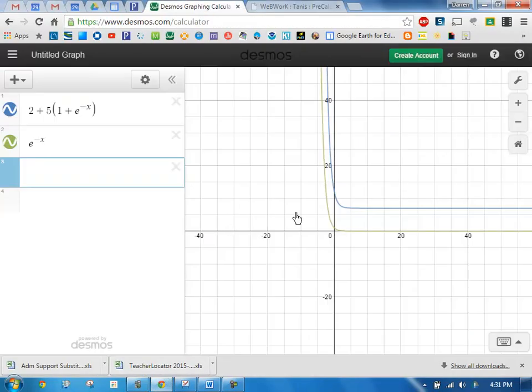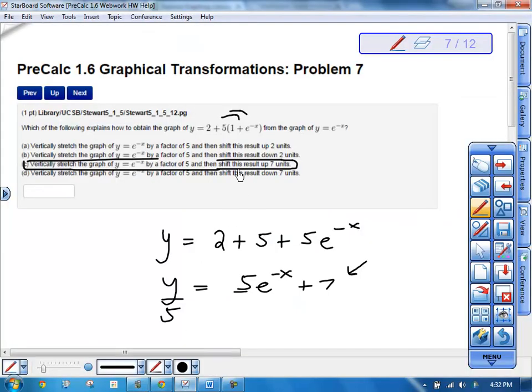You can kind of see this from a graph. If you look at a graph on Desmos, it's been moved up 7 units and it's been stretched vertically as well. It's a little hard to see that from this graph because the shape's similar, but it has definitely been moved up 7 units. And the only option that says up 7 units is C anyway.